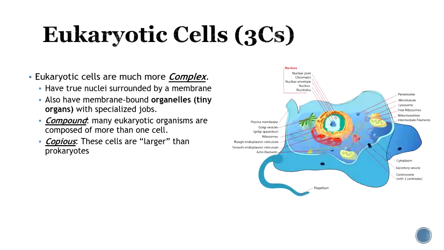So next up are the eukaryotic cells. So these are more complex. Even just by looking at this image right here, you can see there's a lot more stuff going on. So I used the 3 C's to talk about them. You're going to see they're going to be more complex. They're going to be a lot bigger. There's a lot more things going on. By being a lot larger, you can actually do a lot more things.